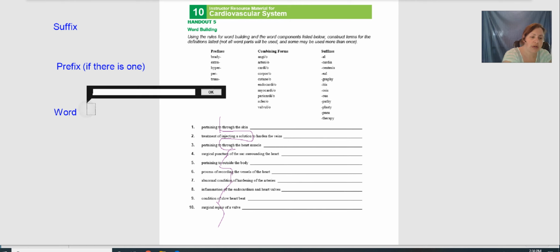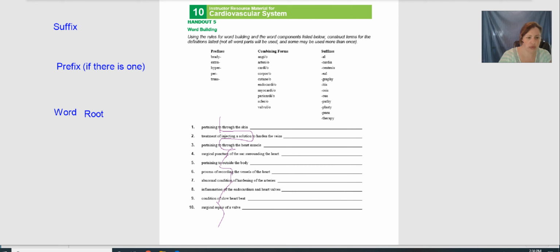Okay, so every word has a suffix. So when you look at these 10 phrases, the beginning of every one of them is going to be a suffix. And remember, the suffix is going to go at the end of the word. Now, you have a number of them that are pertaining to. Now, there's a lot of suffixes that also mean pertaining to. So it's not always going to be the same one.